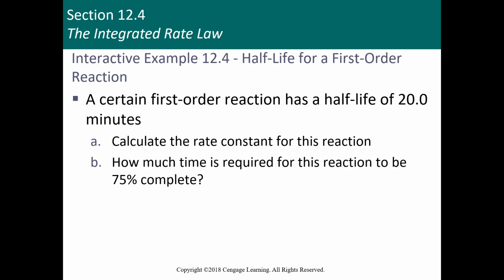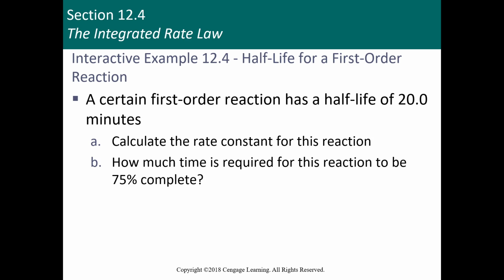So a certain first order reaction has a half-life of 20 minutes. Calculate the rate constant for this reaction. How much time is required for this reaction to be 75% complete? Okay, so this is funny. B is actually faster and easier to do than A. And you'll find that out quite a few times, because if you understand half-lives, the more information they give you, the less work you have to do.